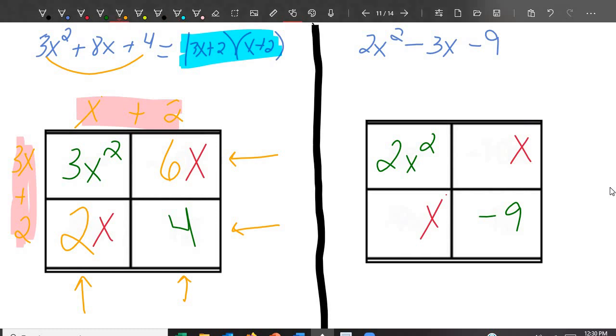Now, this one, 2 times negative 9 is negative 18. Now, I've already done this one where we found the factors of negative 18 that give me negative 3. It is negative 6 and positive 3. Now, take the first row and factor out the GCF. They're both divisible by 2, and they have an x in common.